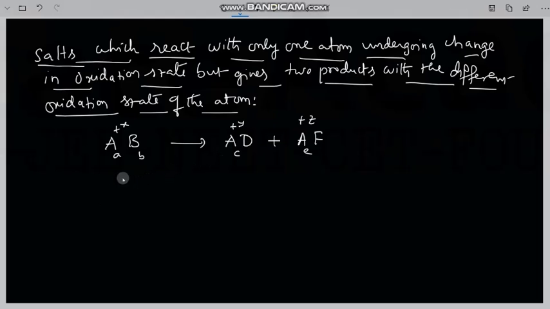For such kind of examples, if anybody asks how you will find out the n factor, the n factor calculation is not possible until we know how much of A changed its oxidation state to plus Y and how much changed to plus Z. This is because the number of moles of electrons lost or gained by 1 mole of the reactant depends on how much A underwent change in the oxidation state to plus Y and how much to plus Z, which is difficult to tell.